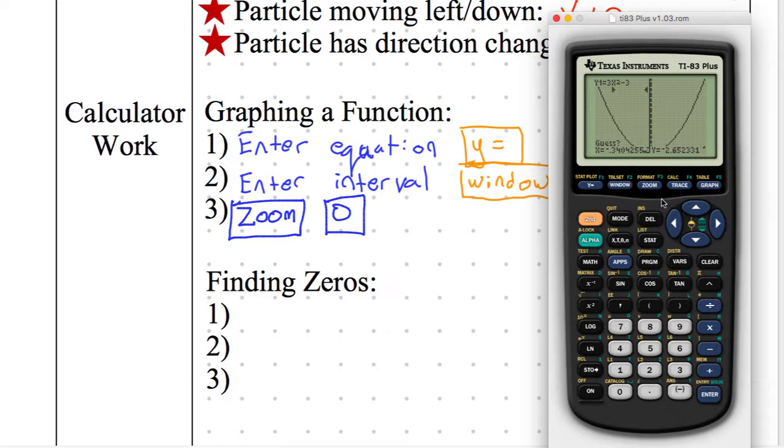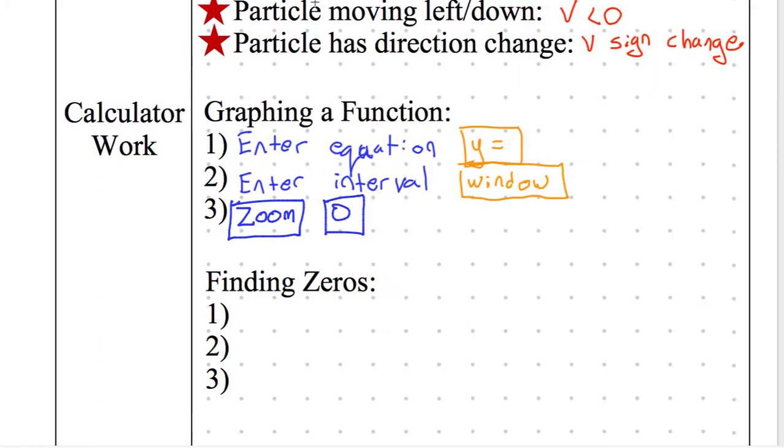And it says, take a guess between where and where. I'm going to say, guess right about there. It will calculate, and it says the zero is exactly negative 1, comma 0. Did everyone get that? All right.